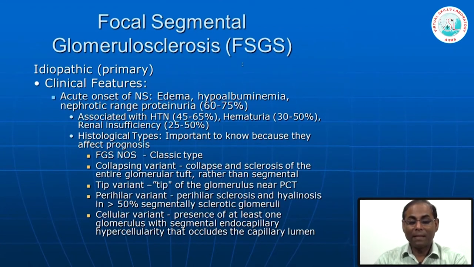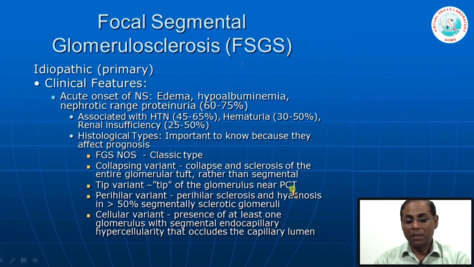Then we get another variant which is called collapsing variant. Here, a segment of the capillary loop undergoes collapse due to the hypertrophy and proliferation of the visceral epithelial cells. Now, this is a very specific subtype of focal segmental glomerulosclerosis, because it has a more acute course, shorter duration, and also poor prognosis. They do not respond to immunosuppressive therapy, and they are associated with progressive renal failure, and they also present with heavy proteinuria.